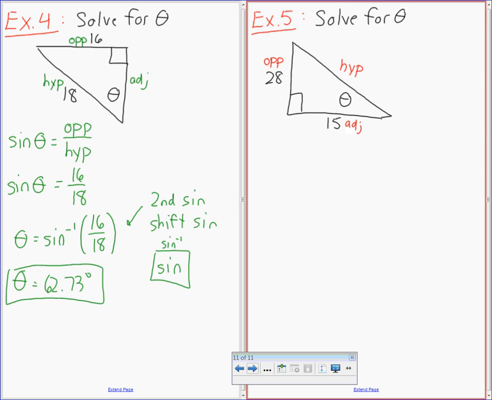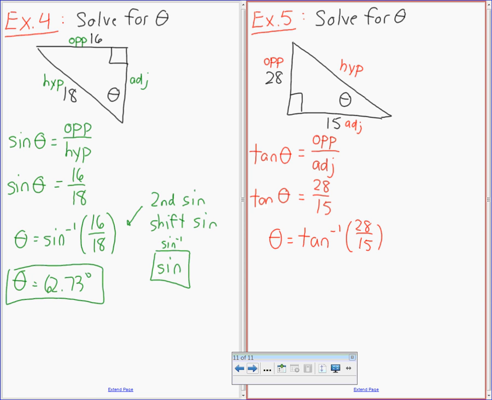All right, Quinn, I have opposite and adjacent. Am I using sine or cos or tan? Very good. So it'll be tan of theta equals opposite over adjacent. Sub some numbers in. Tan of theta is 28 over 15. All right, Jennifer, how do we get rid of the tan now? You just want theta equals. Awesome, great job. Tan inverse of 28 over 15.